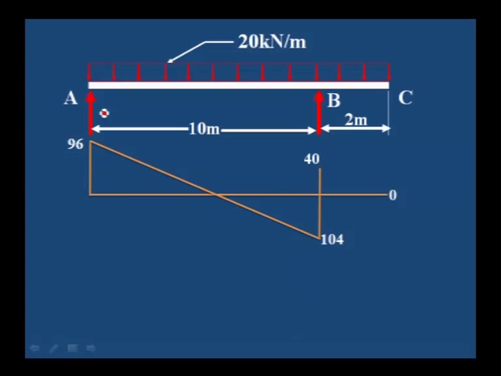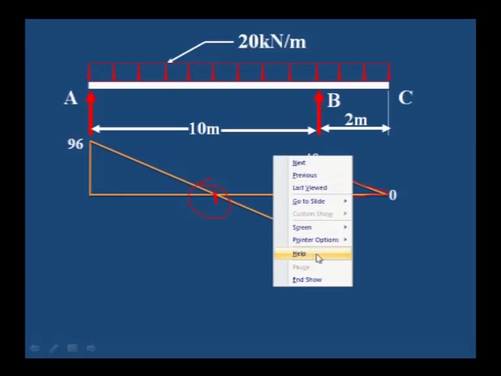Join from A to B and then B to C. Here you can observe this is the simply supported portion where shear force changes its sign at one point. That is the point where we will get the maximum bending moment; we have to calculate the maximum bending moment at this point. And then here you can observe it is the cantilever portion. Cantilever portion is triangular shape.